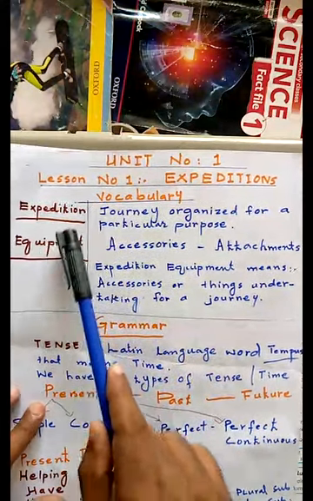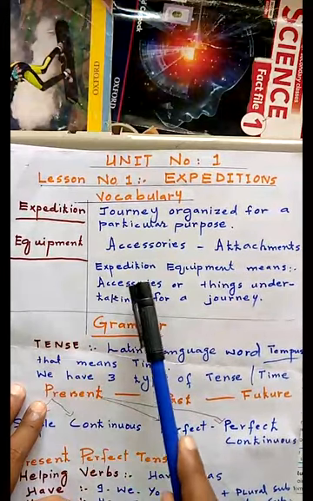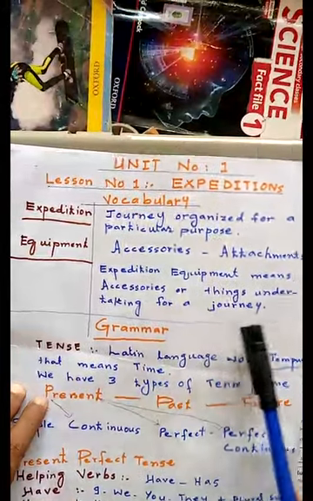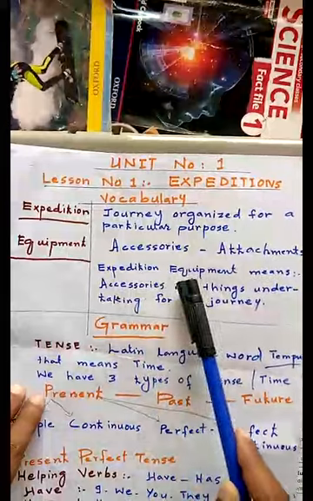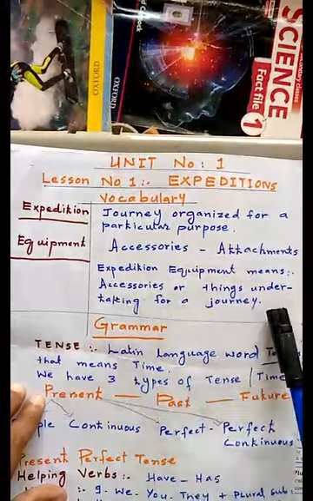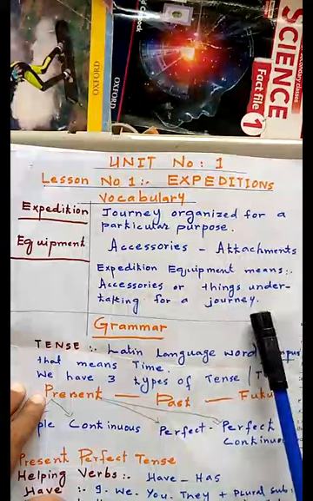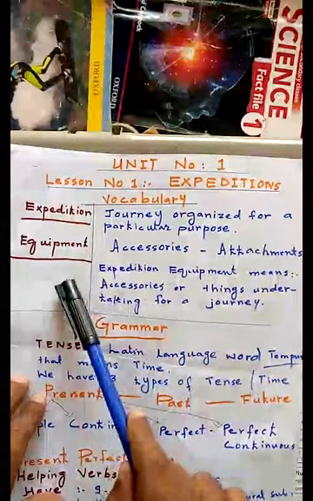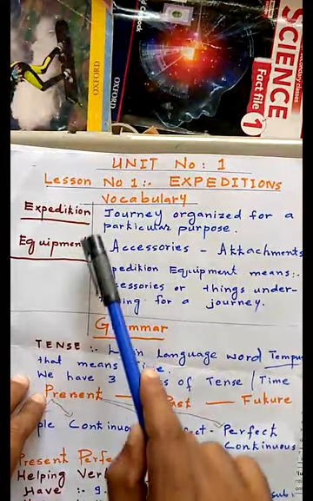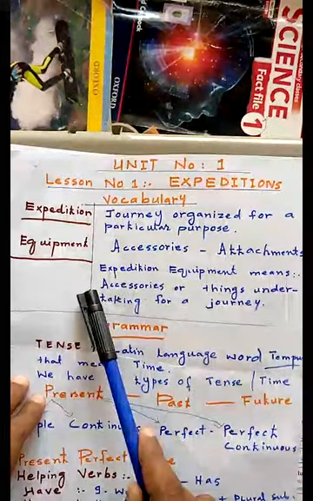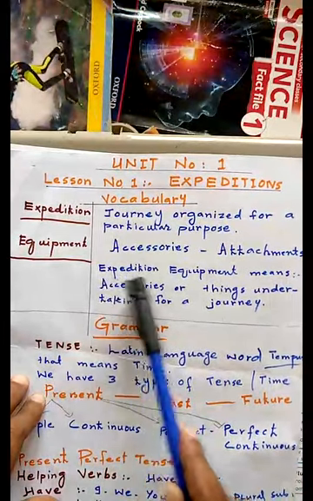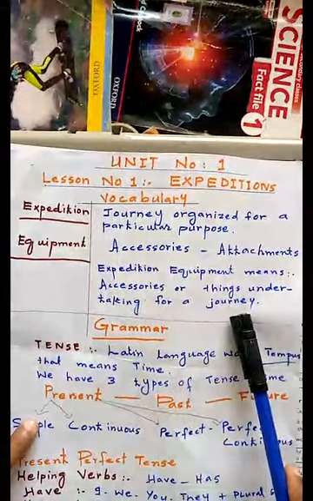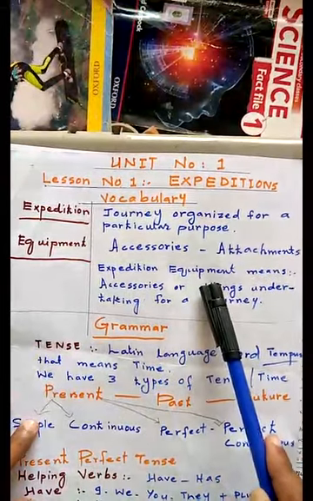So the meaning of expedition equipment is accessories or things undertaken for a journey. Here we have two words. How many? Two words. We have to know the meaning of these words, and you must memorize the meaning of these two words, and also the purpose of expedition equipment. So accessories or things undertaken for a journey are called expedition equipment.